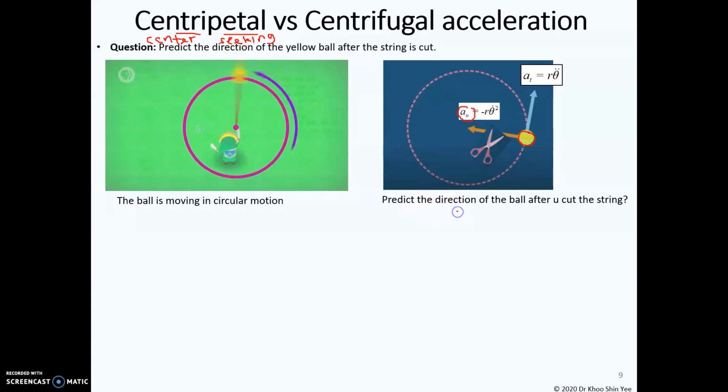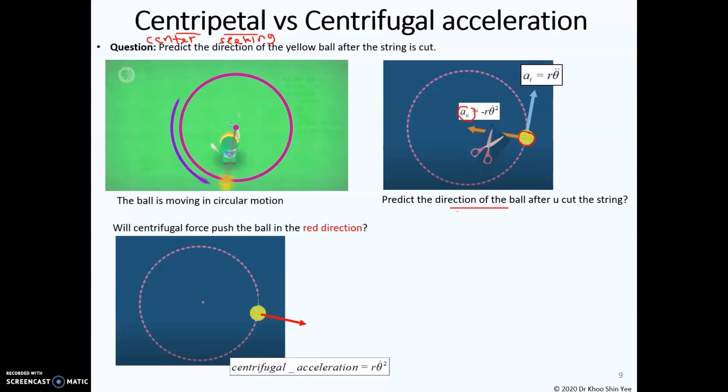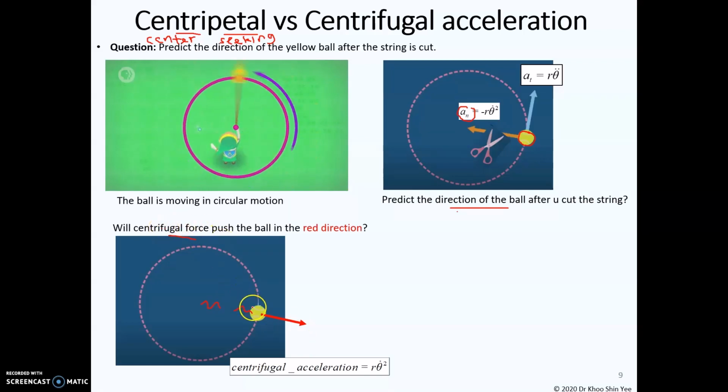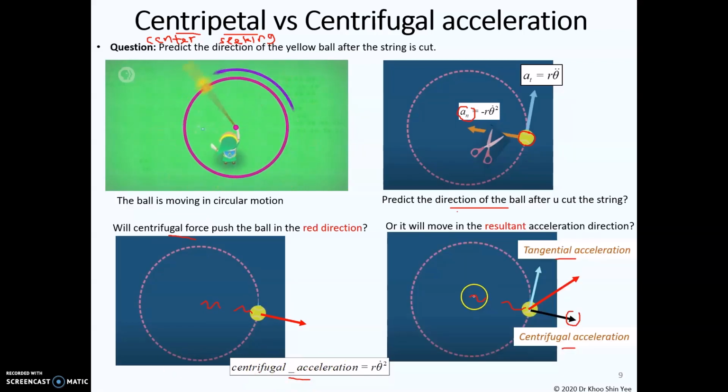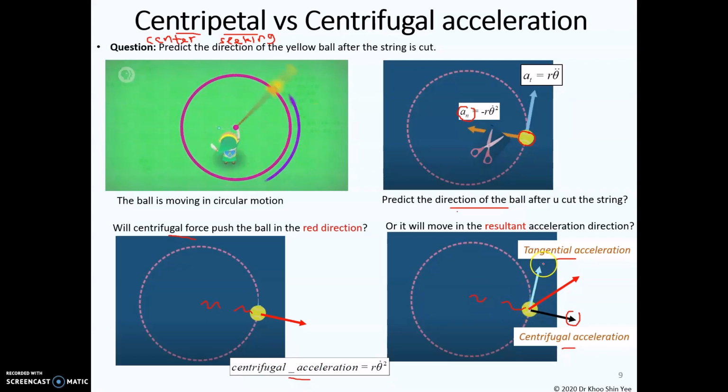In this question, you are going to predict the direction the ball moves after you cut the string here. Some people might think that when the string is broken, the yellow ball will move in this direction. This is because they imagine there is a centrifugal force pushing in this direction, which causes the ball to accelerate with the centrifugal acceleration. Some might think that when the string is broken, there are two accelerations acting on the ball. One is the tangential acceleration, another is the centrifugal acceleration. So they predict the ball will move in the resultant acceleration direction here.